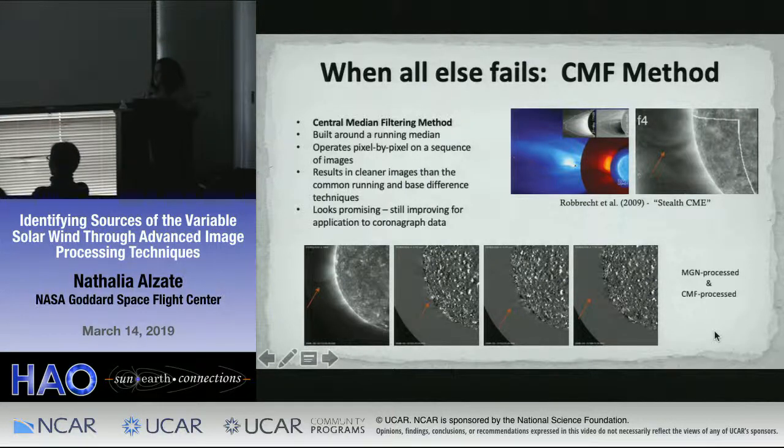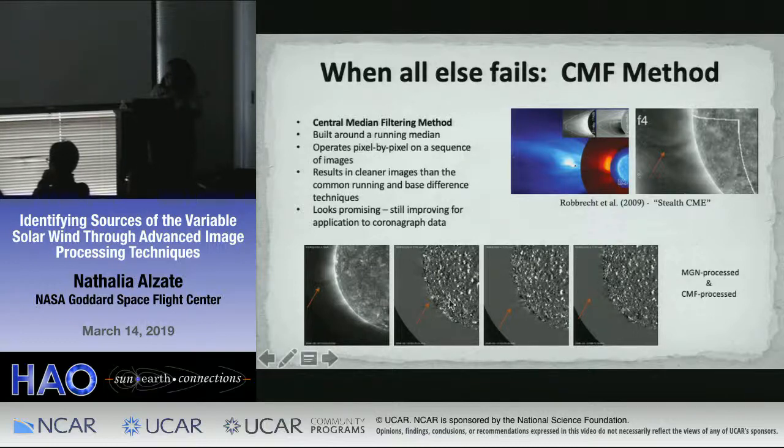And then when all else fails, there's still more. The central median filtering method, it's called. It was developed by Joseph Plowman to track EIT waves. I've modified it and expanded it to work on EUVI, and I'm hoping it'll work on Core 1, but I'll get to that. In this event, the Robrick stealth event, they noticed some structure high up in the low corona with the MGN processing. We saw it, but still you couldn't see where it was coming from. It was too faint for even MGN to pick it up.